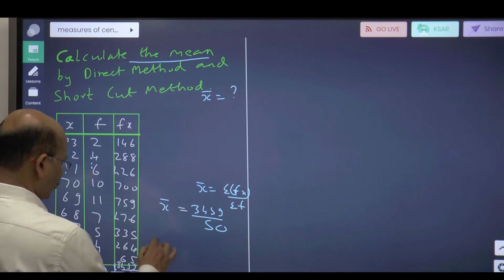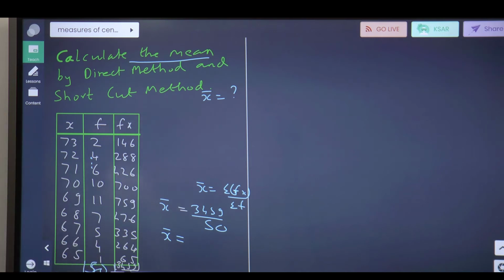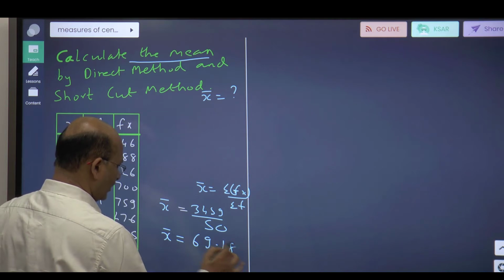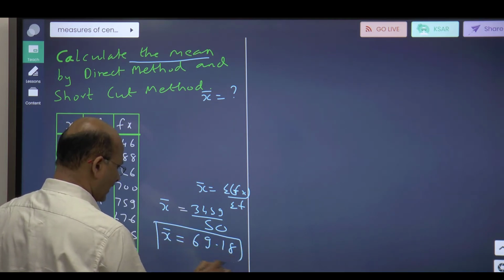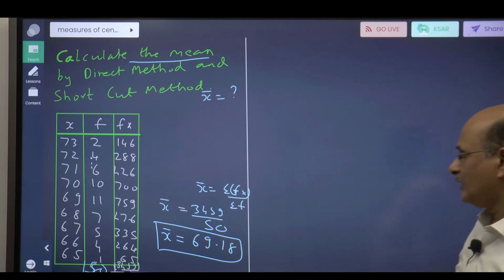So x bar you have to convert into points, that is a very important thing now. So what I suggest is, you can see this part clearly, x bar is 3459 upon 50, 69.18. Now I am not calculating it because some part I have already worked with it. I don't want to waste my time and your time because we have very less time.